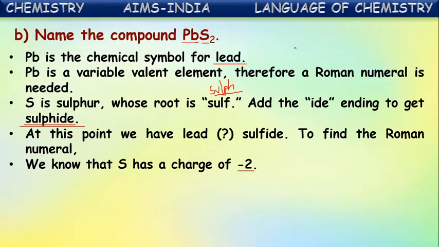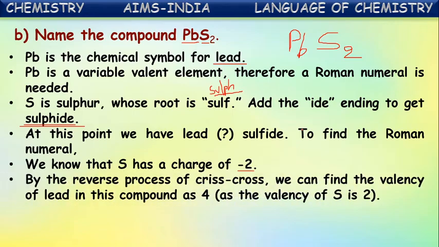So by using the crisscross reverse method, we know here for sulfur the valency is 2. By the reverse of the crisscross method, we can get the valency of lead in this compound as 4. How is it? Actually for sulfur, by reversing these numbers, it should get 2 here. But here only 1 is there. To make it 2, we have to multiply both with 2, because the common factor was eliminated. Now it becomes 2 here. This 2 is the valency of sulfur, and this total is equal to 4. This is the valency of lead. Now the valency of lead is found from this crisscross reverse method as 4.